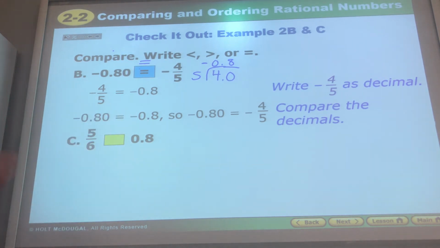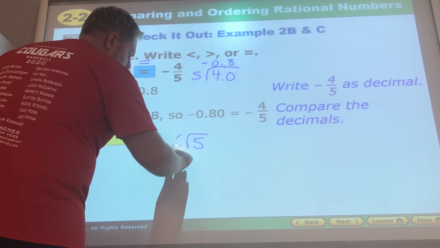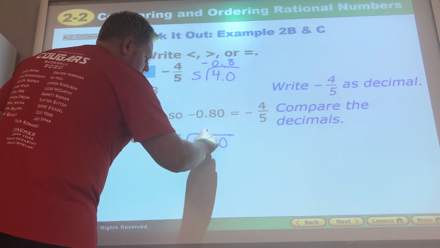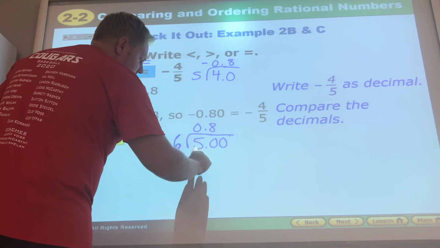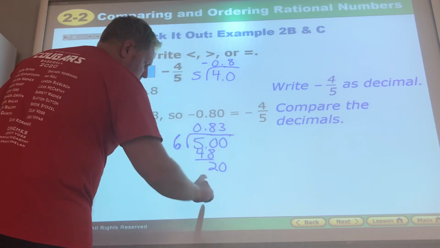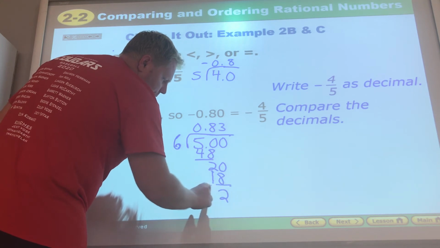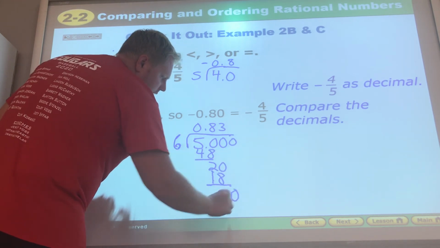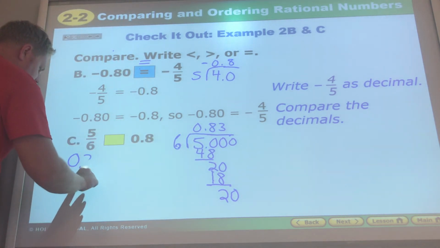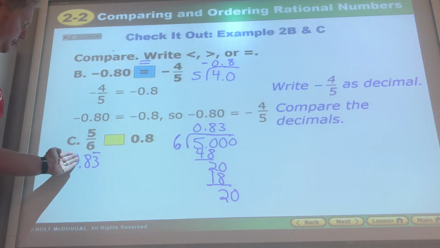5/6 and 0.8. 5 divided by 6. Numerator on inside, denominator outside. We do our division. 0. So that'll go in there 8 times. 48. 2, 0. That'll go in there 3 times. That's 18. I see a 2. And if I bring this 0 down again, it's going to keep repeating. So this is 0.83 repeating. So it's like having 83 and 80.